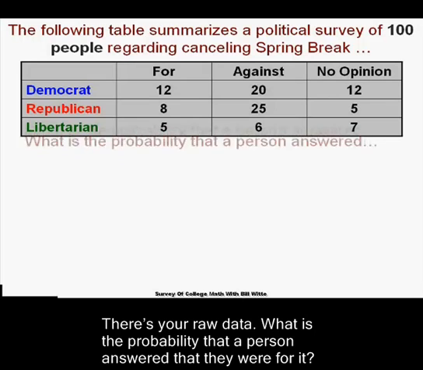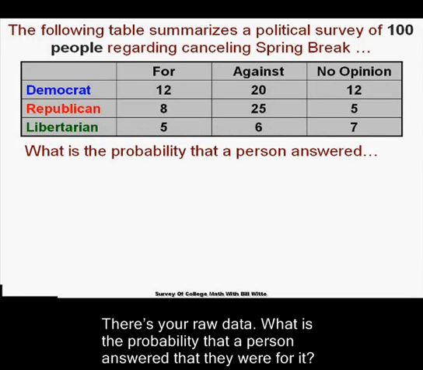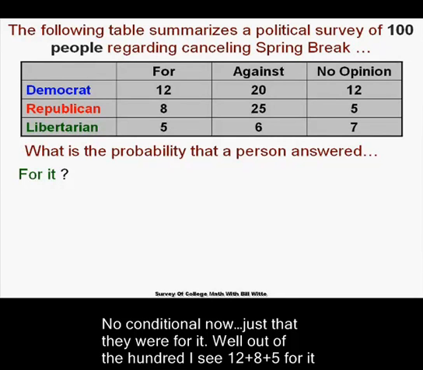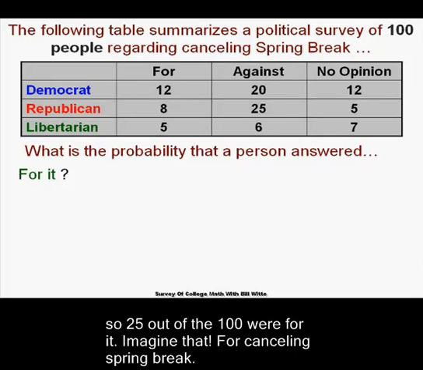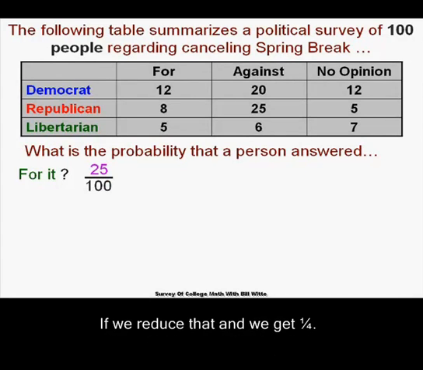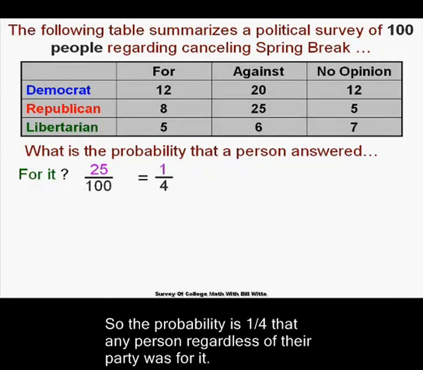There's your raw data. What is the probability now that a person answered that they were for it? This is no conditional, just that they were for it. Well, out of the 100, I see 12 plus 8 plus 5 were for it. So 12 plus 8 is 20, plus 5 more is 25. So 25 out of the 100 were for it. Were for, imagine that, for canceling spring break. Next. So we reduce that and we have a 1 out of 4 chance. Okay, so the probability is 1 out of 4 that any person, regardless of their party, was for it.